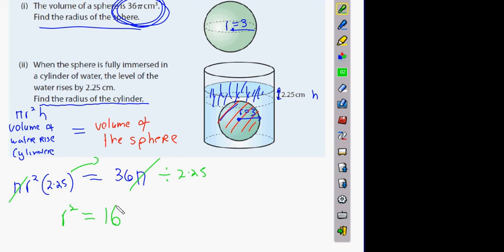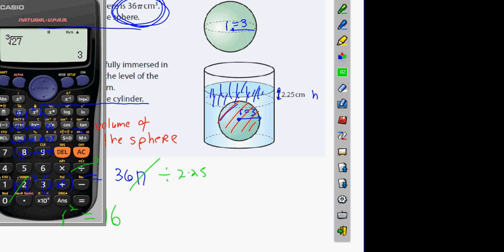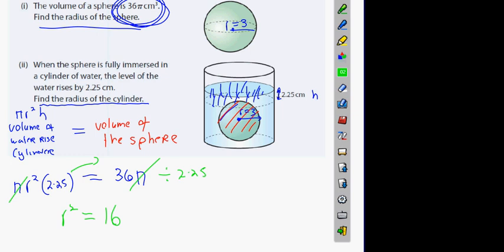What number? Yes, Max. 4. The answer's 4, but I'm asking you, what is it actually in English, not maths language? It's what number, when multiplied by itself, gives you 16. You press the square root button of 16 and you find out what this number is. Square root of 16, and as Max rightly said, it's 4. Is that right? R equals 4.